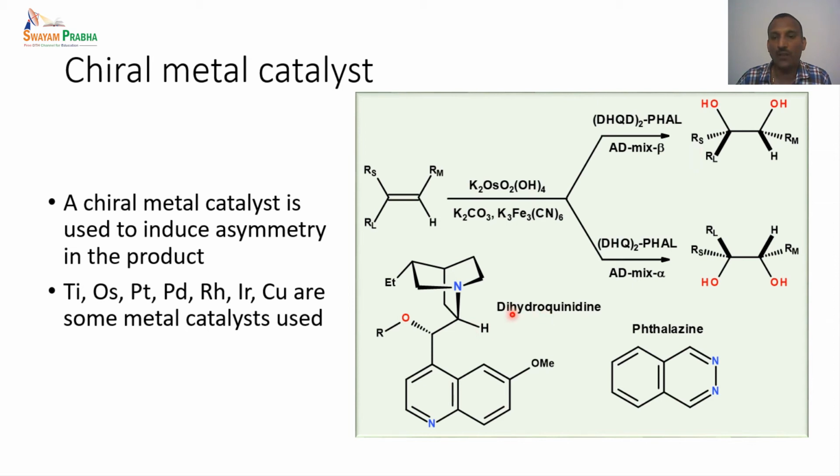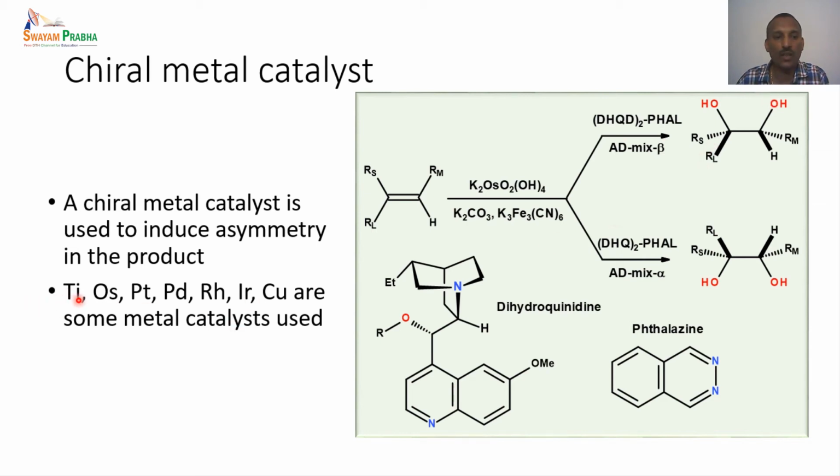Here we have DHQD, and this is the mixture of reagents that is employed in this particular reaction. This mixture is called AD-mix, asymmetric dihydroxylation mixture. Beta is the reagent that is used in this particular reaction. It has both the phthalazine unit, that is the PHAL, and dihydroquinidine, that is the DHQD2. These two form a complex in the presence of the osmium metal to give the required dihydroxylated product.